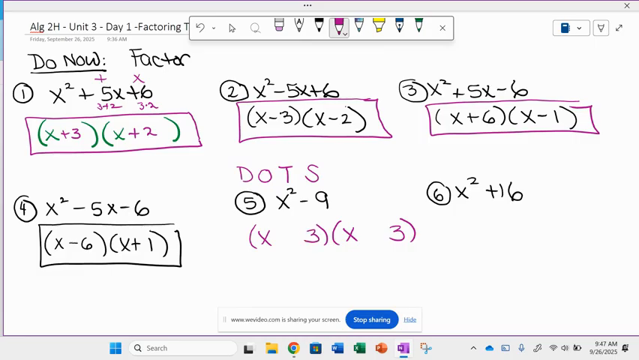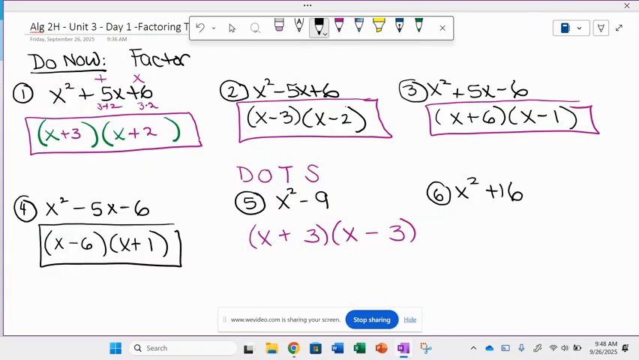You got it. So the way we factor a DOTS is essentially we take the square root of the first term. So the square root of x squared is x. That goes in the beginning of each parenthesis. Then we take the square root of the last term, which is 9. The square root of 9 is 3. And you do 1 plus and 1 minus to get that negative in the middle.